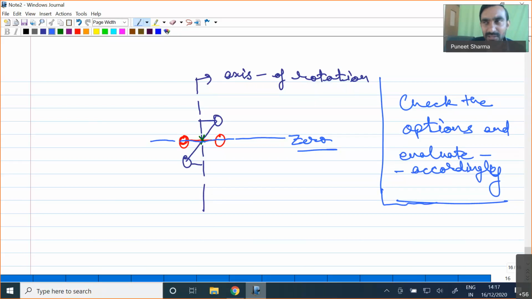Yeah, so I will be carefully looking into each and every answer sheet of yours, and accordingly I'll evaluate whatever is given to you. As per the question only, I'll evaluate the options. Correct?